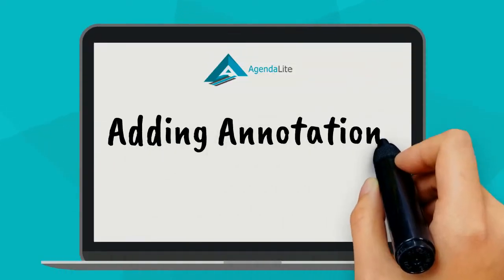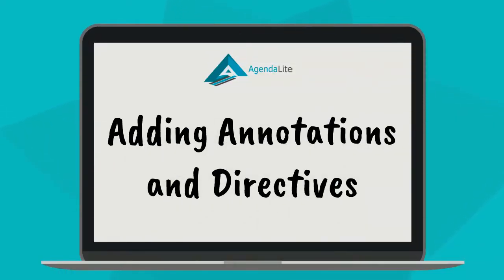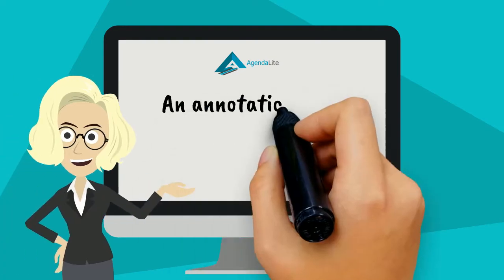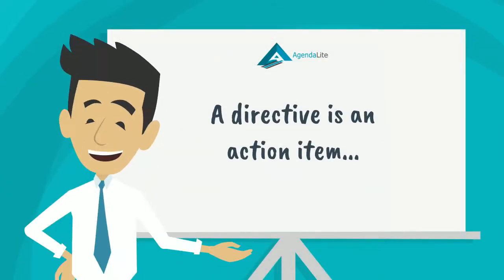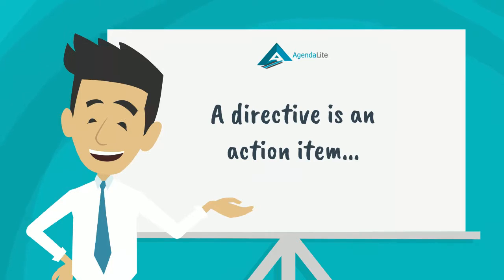You can use AgendaLite to add annotations and directives to your agenda item. For our purposes within AgendaLite, an annotation is a note attached to an agenda item that remains attached to the agenda item until it is deleted. A directive is an action item that is compiled into a follow-up report and emailed to the board assistant. To add annotations or directives, complete the following steps.